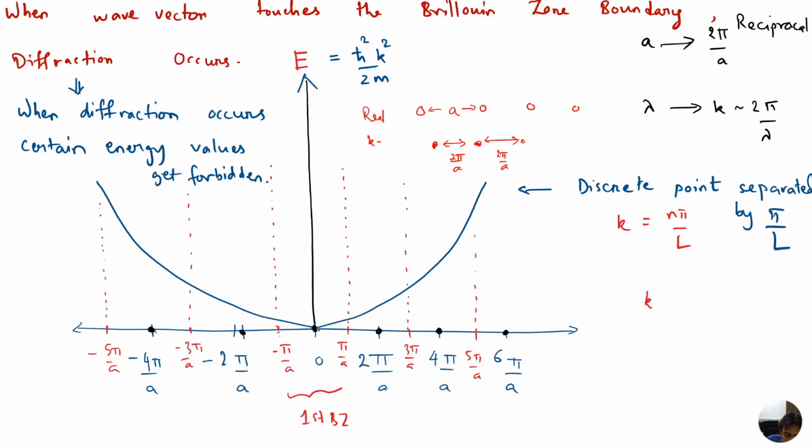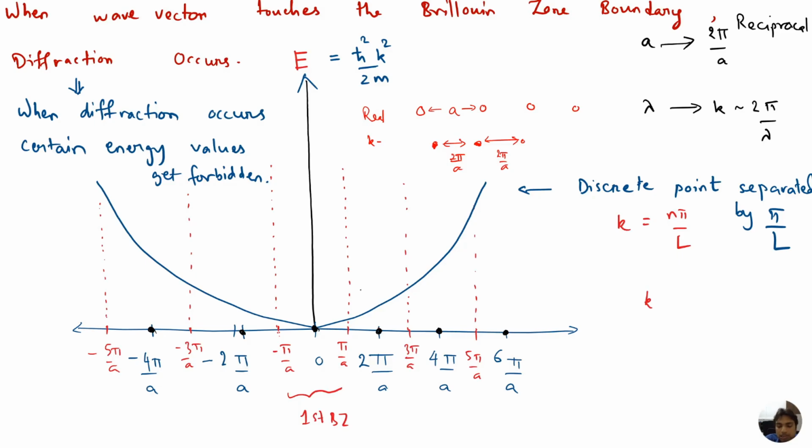Now you see, take two of these reciprocal lattice points and make a perpendicular bisector. So that will be at pi by a, right? This pi by a, imagine a plane going into the screen. So that is your Bragg plane.